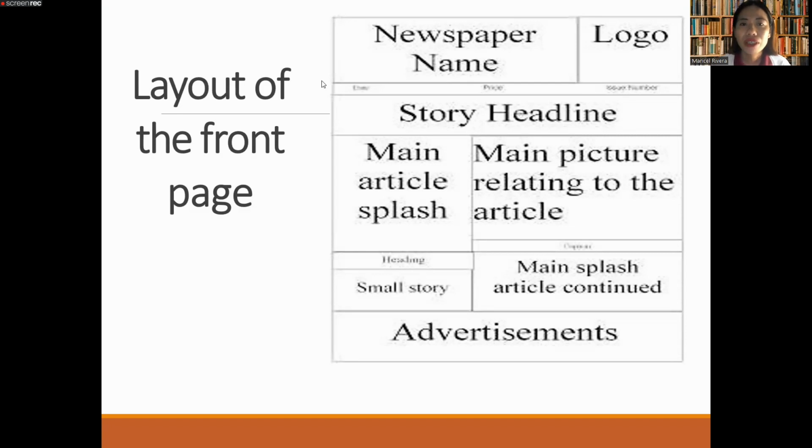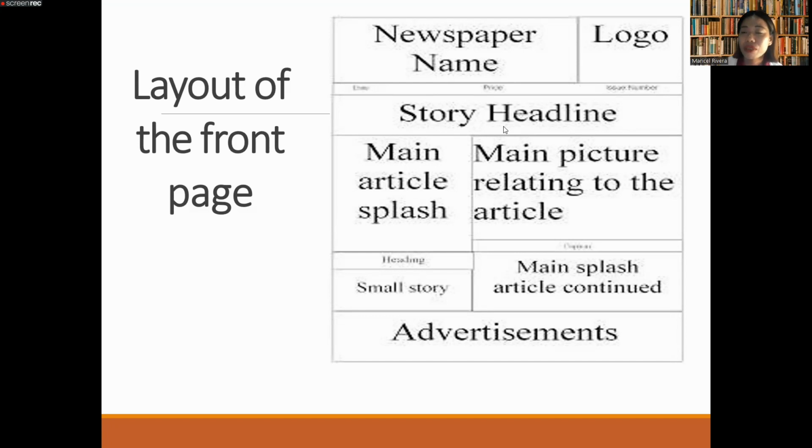So if you notice in this area here, we would usually see the newspaper name. So this one, the first, and then we have the logo. So of course, the company has a logo that they are going to include in their front page or in the newspaper. And we have here the date, the price of the newspaper, the issue, and the volume, perhaps. This very narrow row in here. And then after this one, we do have the story headline.